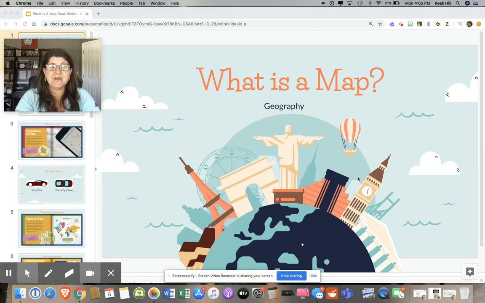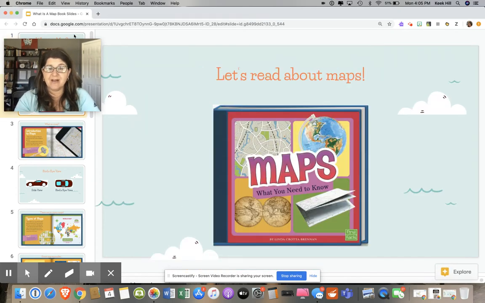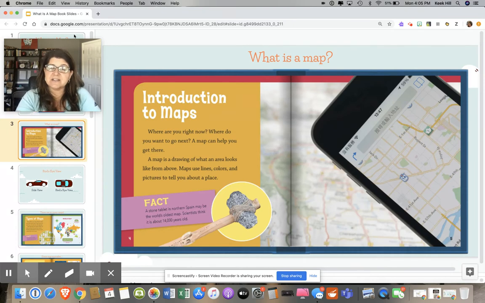Hi, first grade. We are starting a new unit on maps and geography. And today we're going to talk a lot about maps. I found a really awesome book about maps that I want to read to you today. It's called Maps, What You Need to Know. So we're going to go through this book and learn a lot about maps. Are you ready? Introduction to Maps.